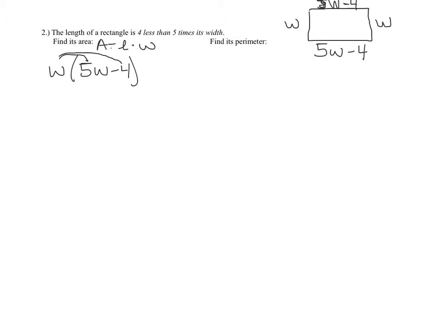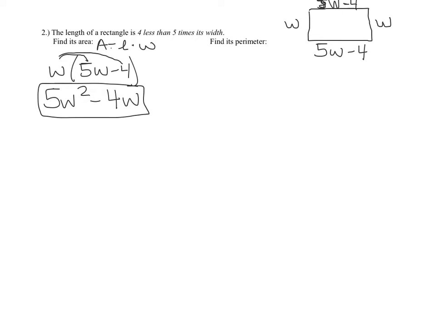And this is a problem where all I have to do is distribute, because it's a monomial times a binomial. So w times 5w is 5w squared, minus w times 4 is negative 4w. So it becomes minus 4w. And we're done. That is the area.